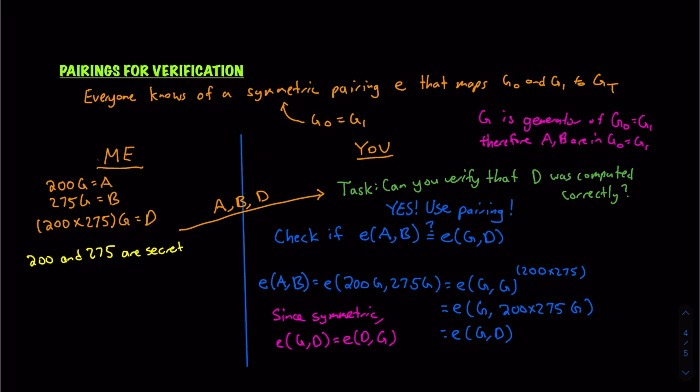Usually in practice, I have mostly seen asymmetric pairings, and in that case, since A and B would be in different groups with different generators, the order would matter. But yeah, that's it for today.